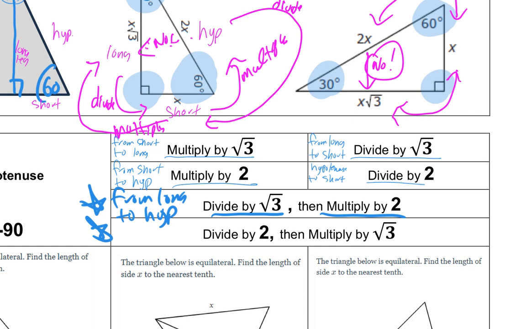And if we're going the other way, instead of going from long to hypotenuse, if we go from hypotenuse to long, so I'm just going to put this in different colors so you can see it. From the hypotenuse to the long, we're going to do the backwards. We're going to divide by 2 and then multiply by the square root of 3.